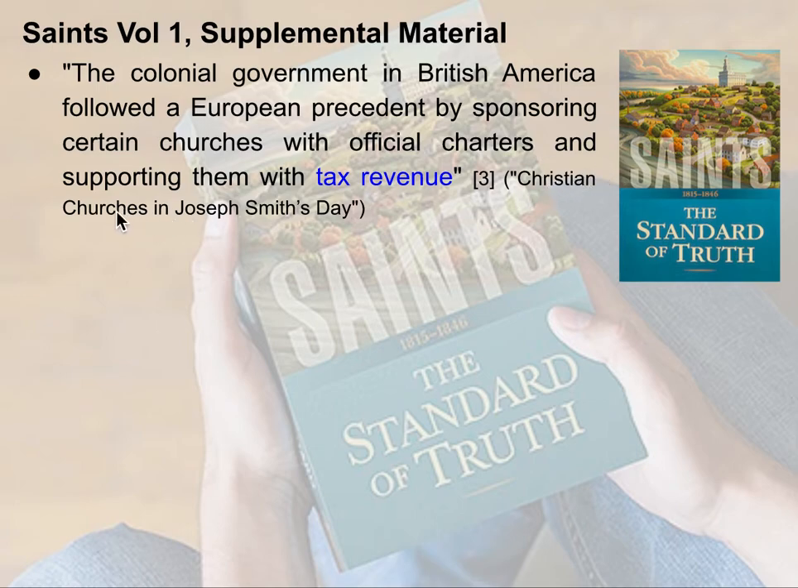And then another article called Christian Churches in Joseph Smith's Day, once again in the supplemental material. It says, the colonial government in British America, this is when the 13 colonies were under British control, followed a European precedent by sponsoring certain churches with official charters and supporting them with tax revenue. So this is what you had. In America, we have separation of church and state. Well, back then, the church and the state were combined, or at least the churches were officially sanctioned or sponsored by the states and supported by tax revenue.